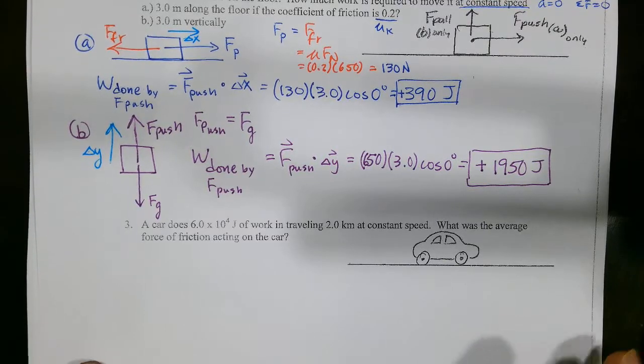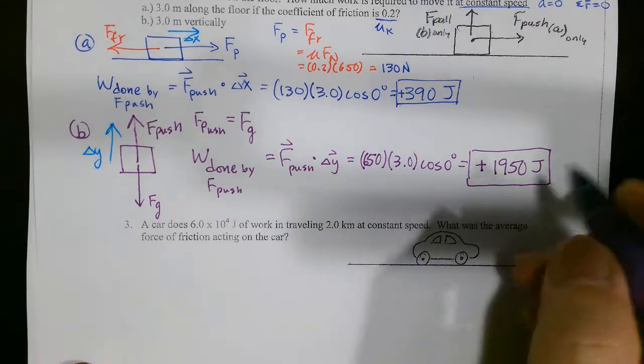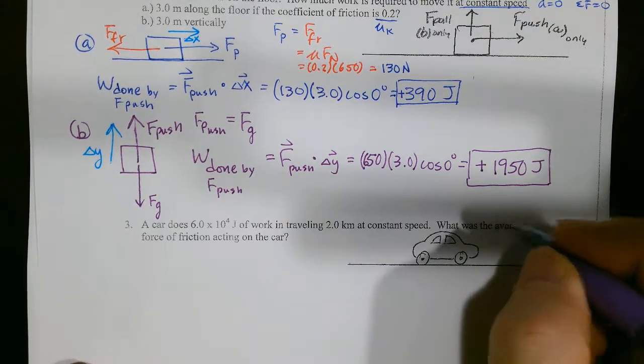All right, number 4. Oh, number 3. A car does 6 times 10 to the 4th joules of work in traveling 2 kilometers at a constant speed. What was the average force of friction? So I guess they're looking for the magnitude of this force, right?